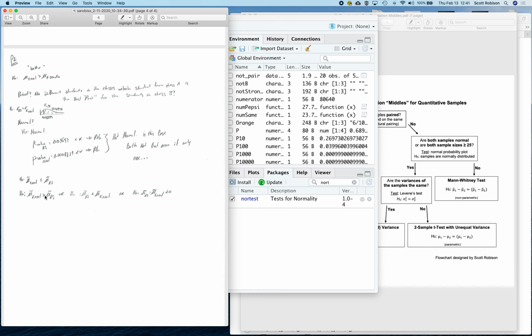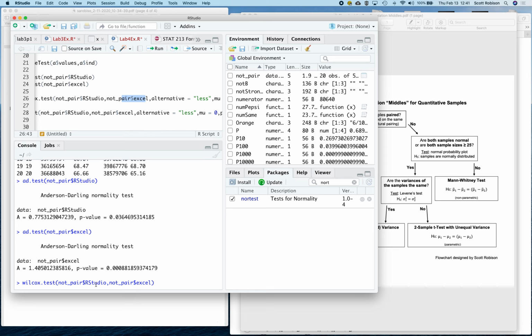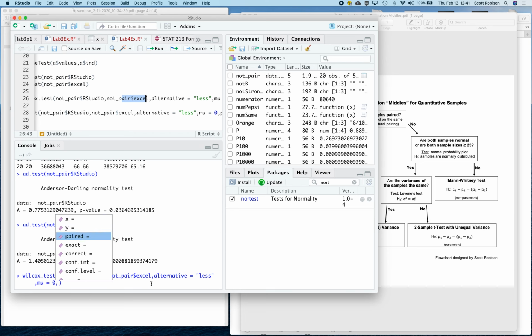Whatever the sign is pointing at, it needs to keep on pointing that way. So in this case, if I write RStudio first and Excel second, then I need to make sure that the sign is the less than sign, not the greater than sign. What's the value? The value is 0. Are they paired? The answer here is false.